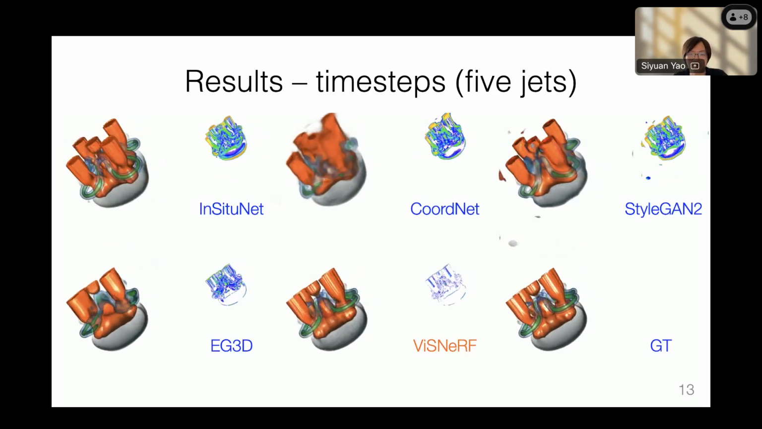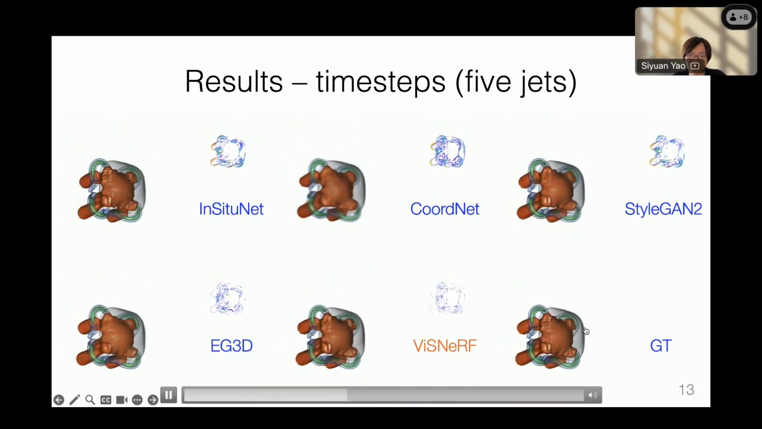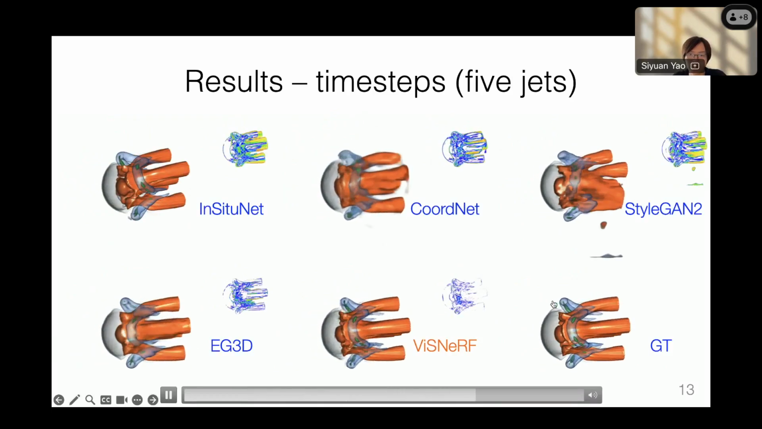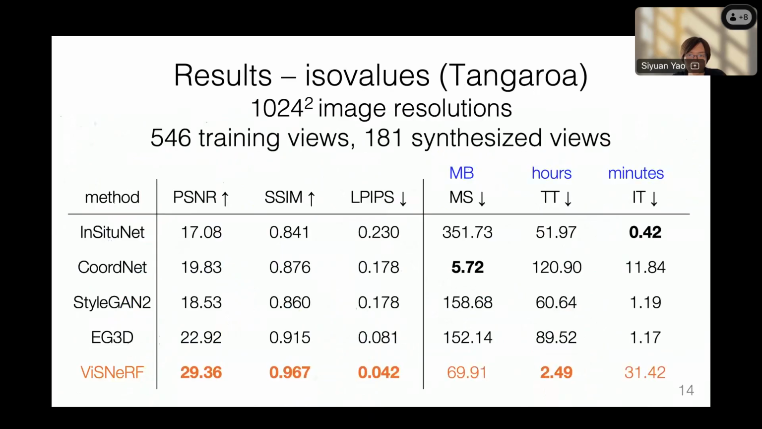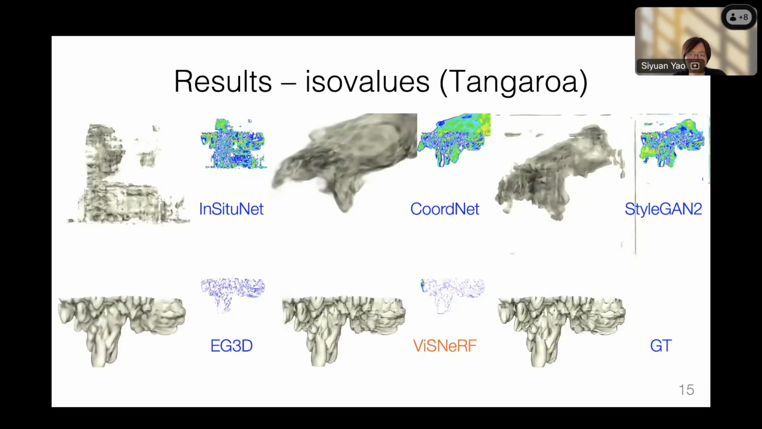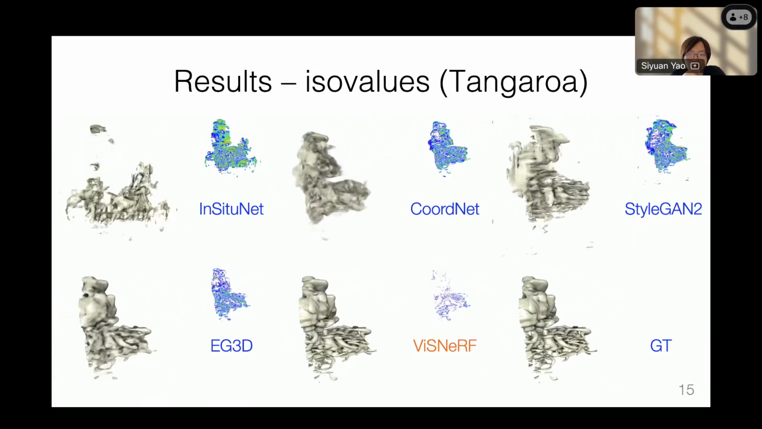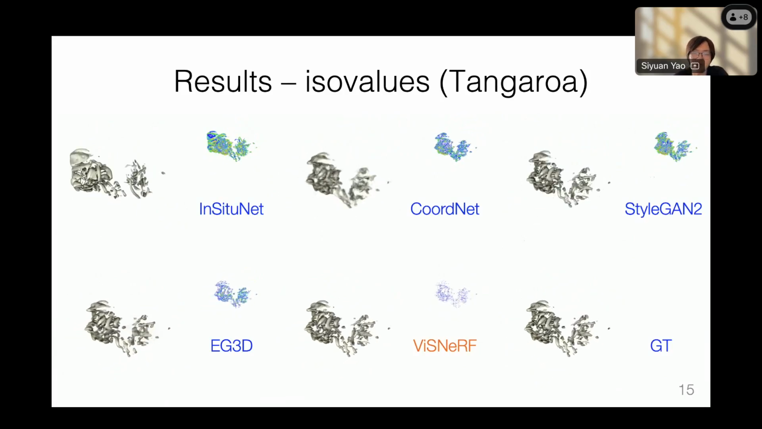From this example, we can see that VisNerve generates the result closest to the ground truth and is very consistent across different views in this animation. We can also draw similar conclusions when interpolating between different ISO values using the Tangaroa dataset. And in the qualitative comparison here, we also see the least errors in all views among these methods.